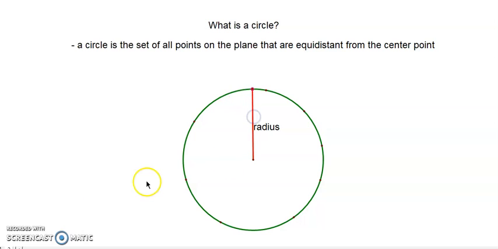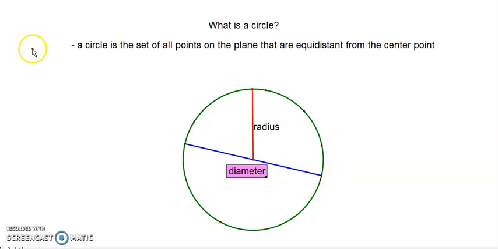There's another measurement that goes from one end of the circle through the center to the other end of the circle. What's that called? This blue line goes from one end of the circle through the center to the other end of the circle, and that's called a diameter. It's called a diameter. So let's write that down.